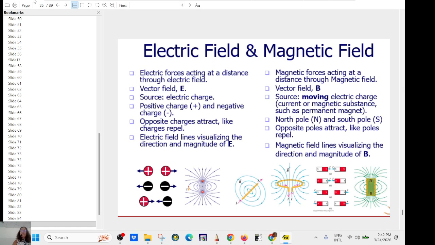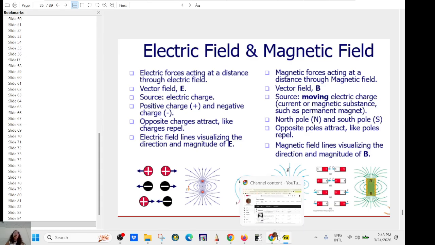Anyway, lots of applications. So here you can compare electric field and magnetic field. Again, the magnetic field deflects. The electric field accelerates. You cannot have a north by itself.